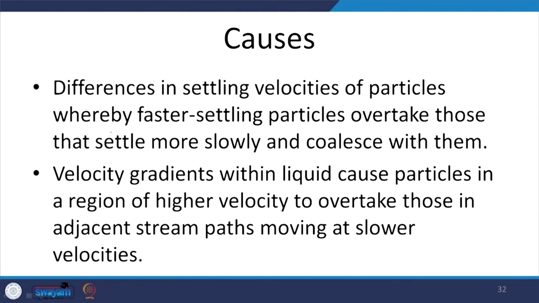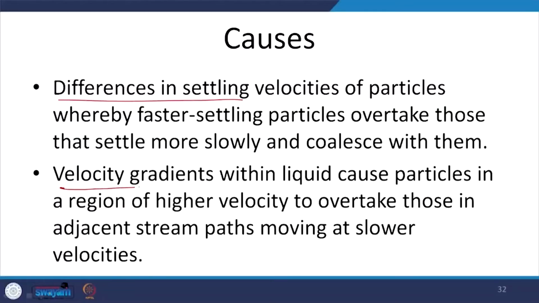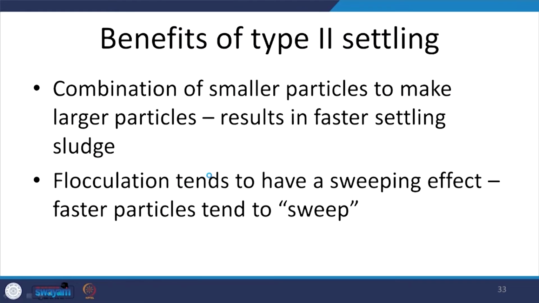So, the causes, as I mentioned earlier, are differences in settling velocity, and you can also have different pockets of water having different velocities itself. One is the particles being different, with different densities and such, and colliding, and also the velocity of water itself might be different, or you might have gradients in the velocity, let us say. So, that is what you are going to look at.